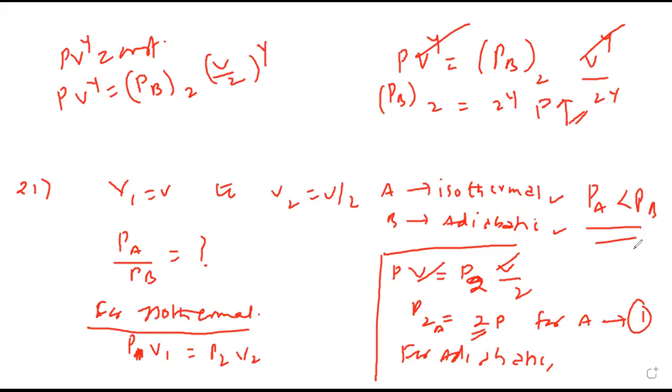Pressure of A is greater, B is greater than that of A. So B option, it is less than that of A. Try 22 with that diagram. PT diagram is given.